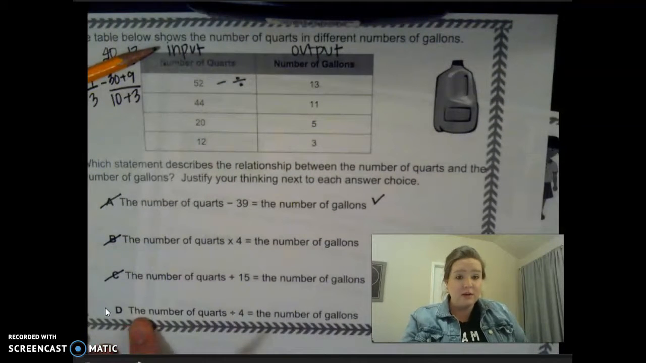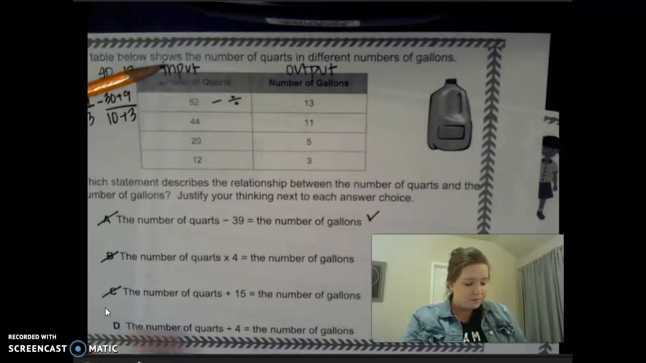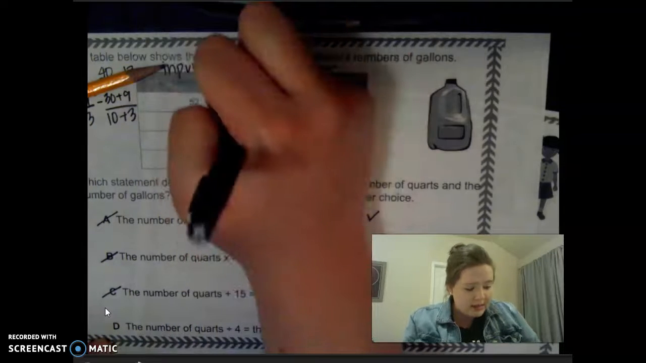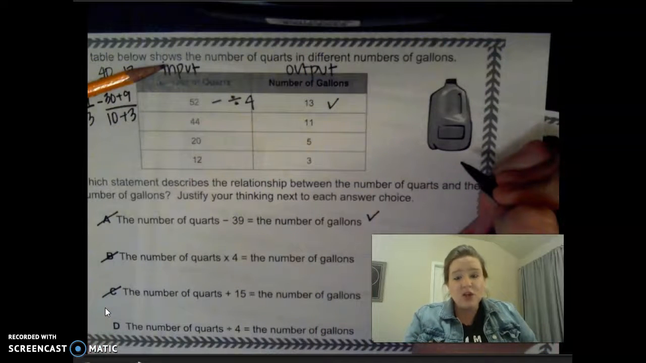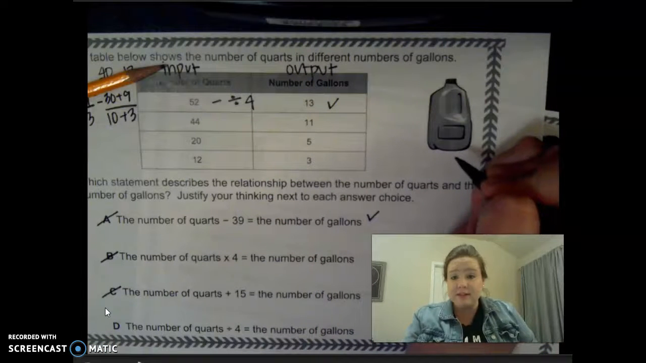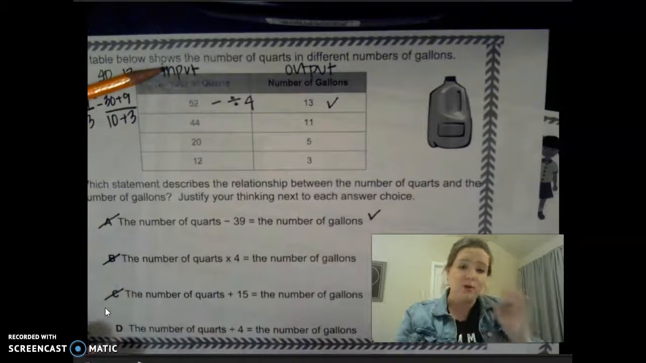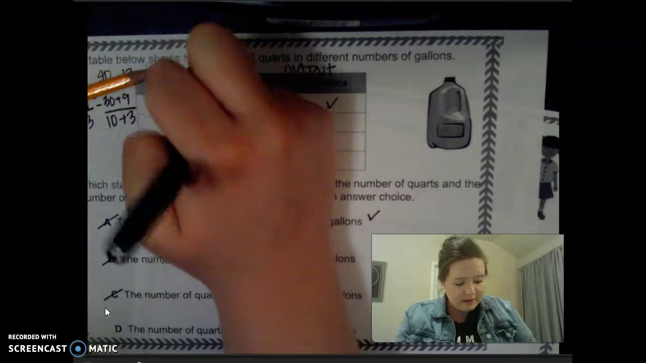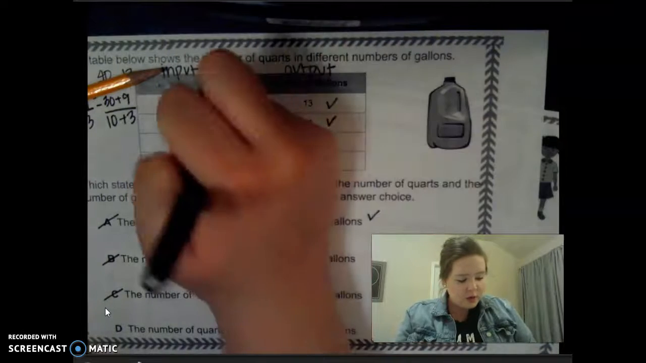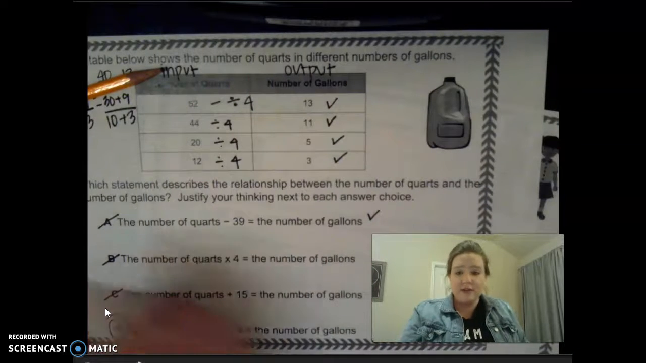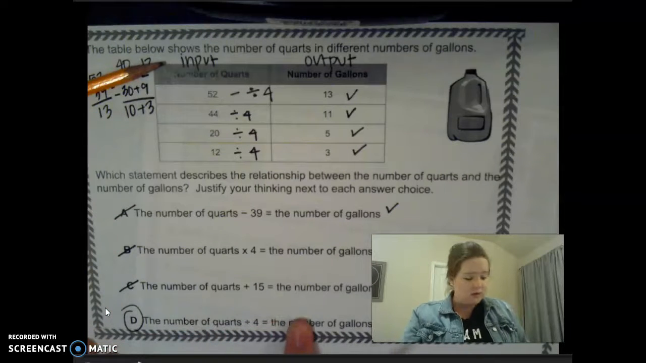Well, we still need to double check your answer. I don't want you to just stop right here and say, okay, that's my only answer. I want you to check it and make sure that you're correct. All right? Mrs. Garza knows that 52 divided by 4 does equal 13. If you don't know this, you'll need to work it out, okay? If you wanted to make an array or equal groups or repeated subtraction, whatever that looks like for you, you need to solve it that way. 44 divided by 4 equals 11. 20 divided by 4 equals 5. 12 divided by 4 equals 3. So the correct answer on this one is the number of quarts divided by 4 equals the number of gallons.